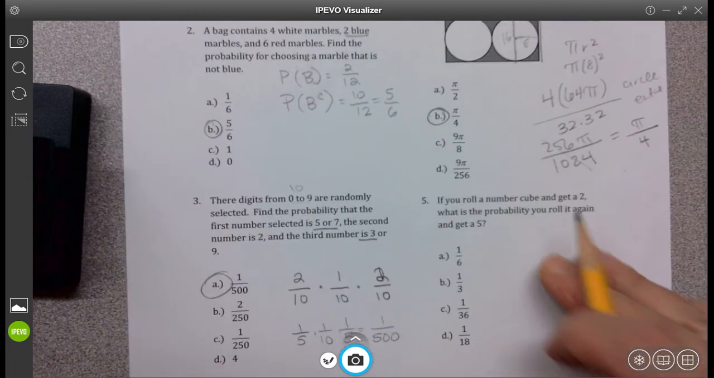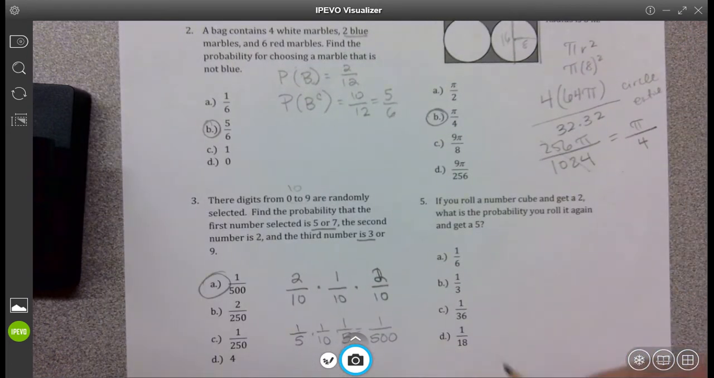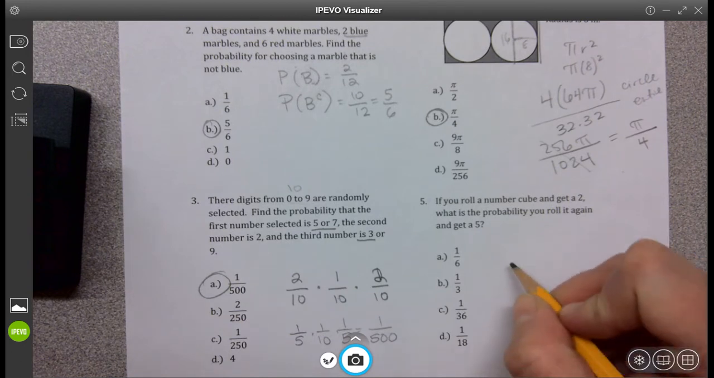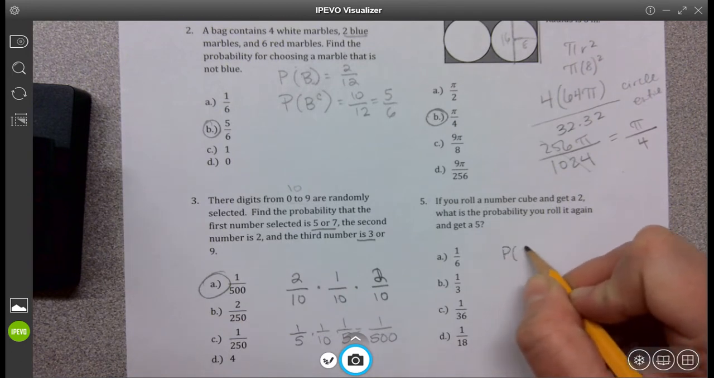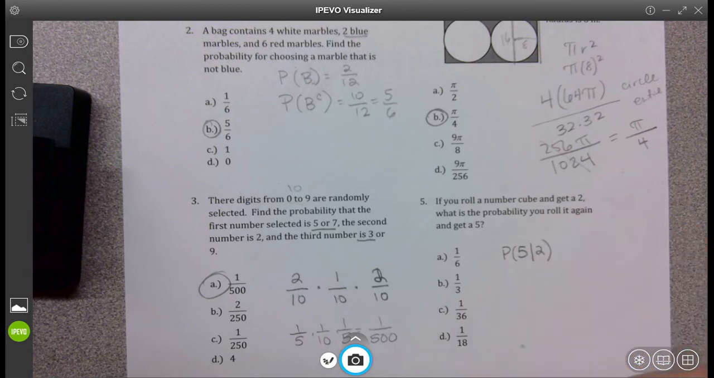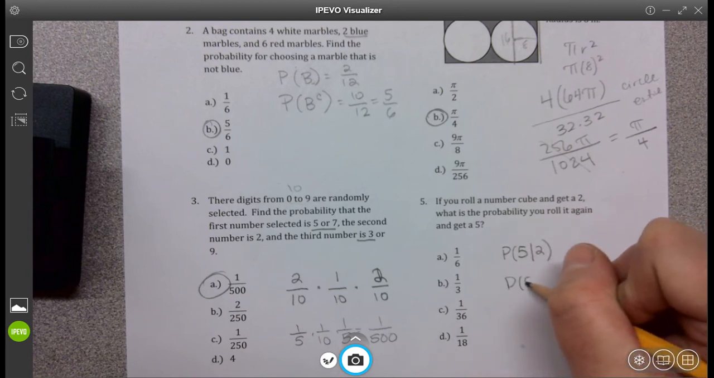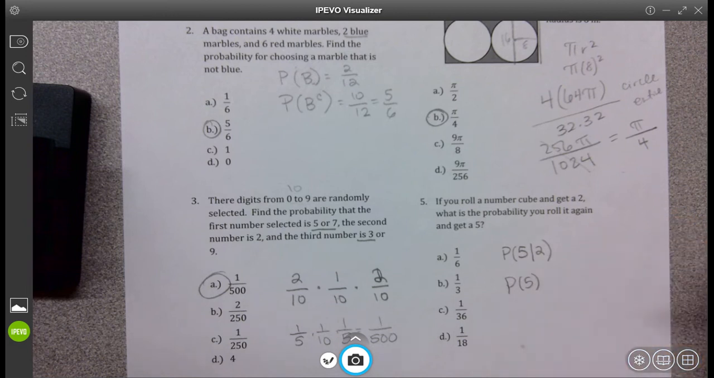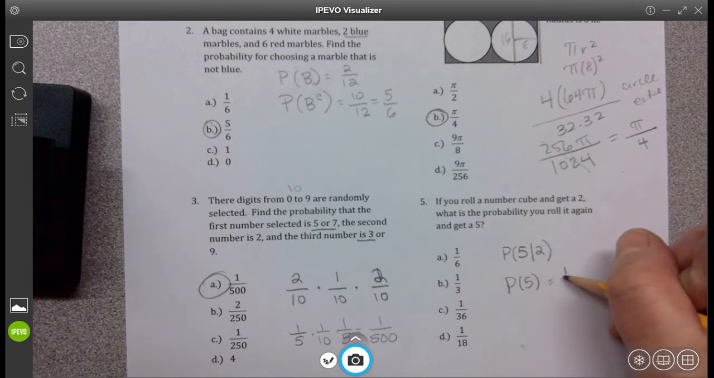Okay. Number 5, if you roll a number cube and get a 2, what's the probability you roll it again and get a 5? So what's the probability I get a 5 given that I just rolled a 2? Well, it's the same thing as if I just rolled a 5. The 2 had no effect on it. Rolling a die doesn't affect other dice being rolled. So it'd be 1 out of 6.